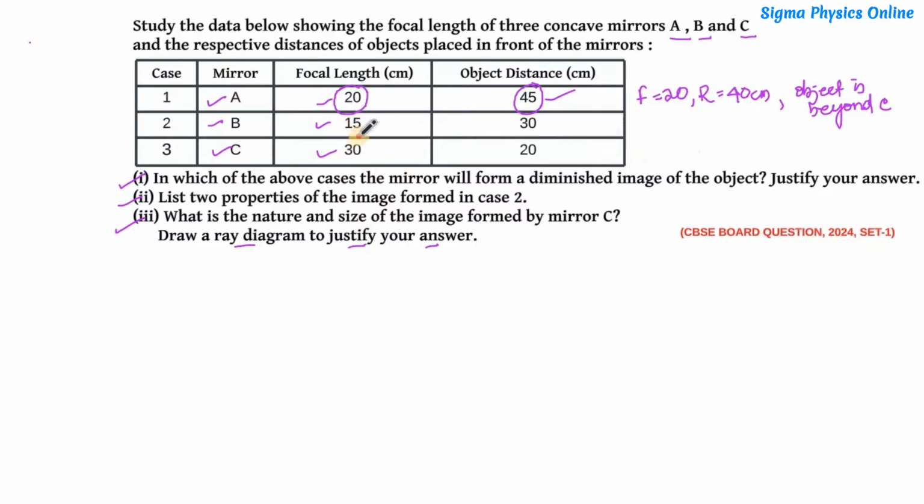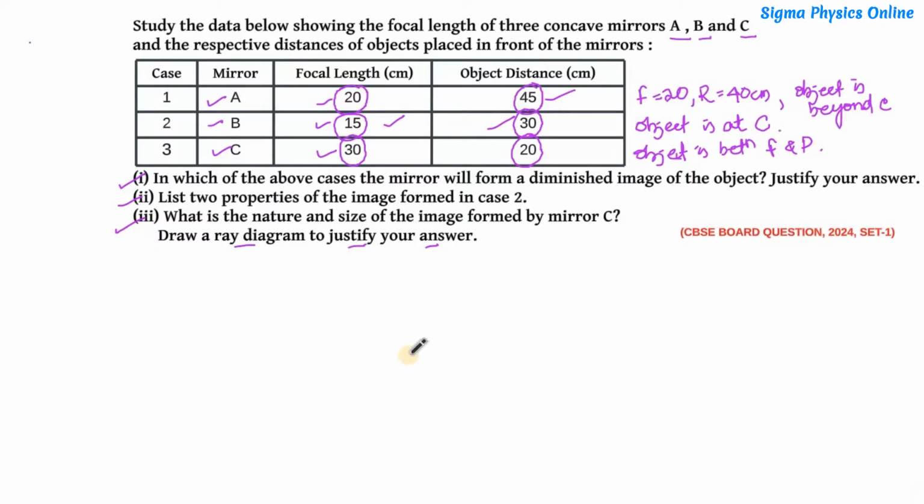Now in the second case, the focal length is given 15 centimeter and the object is placed at 30 centimeter. So that means the object is placed at C. So the object is lying at the center of curvature because focal length is 15, so radius of curvature will be 30. So the object is at the radius of curvature, that is, object is at C. In the third case, the focal length is 30 centimeter, but the object is placed at a distance of 20 centimeter from the pole. That means object is between F and P. That is, the object is lying between focus and the pole.